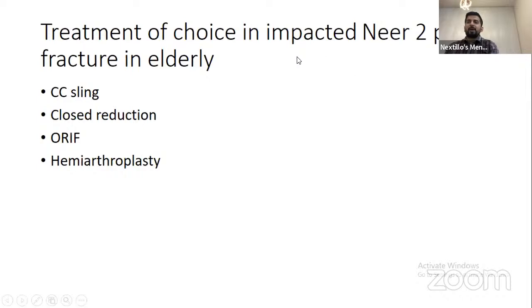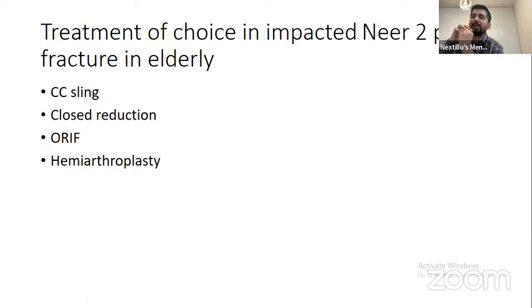Treatment of choice in an impacted Neer type 2 fracture in elderly is. Now, as we have discussed earlier, in elderlies, we should always consider how much is the functionality. Now, in this question, the examiner has given you two hints. He has said impacted and he has said Neer type 2, which means that it's a two-part simple fracture. And it is an impacted fracture, which means that the two fracture fragments are impacted into each other.